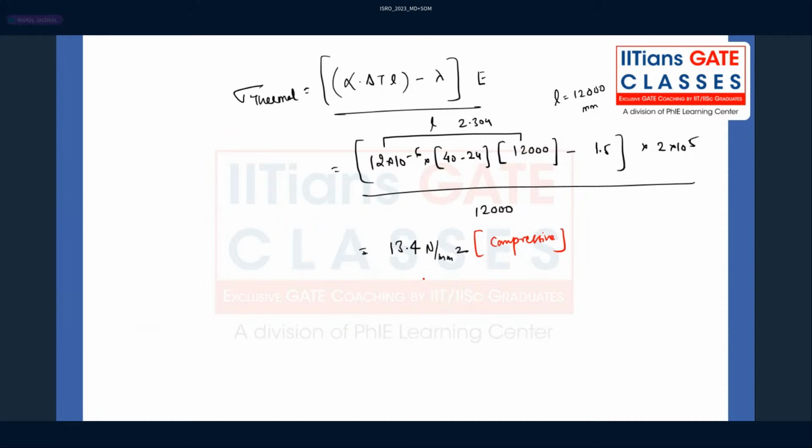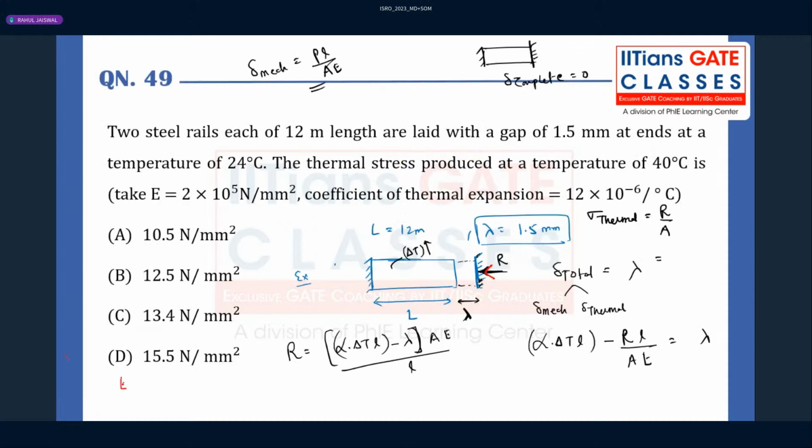But you have to observe very carefully. Here they have not given any option called 0, but they can give the option called 0 Newton per mm square also. Why? You have to look at the condition: alpha into delta T into L, this particular value should be more than lambda. Then only any kind of stress will be produced in a component.